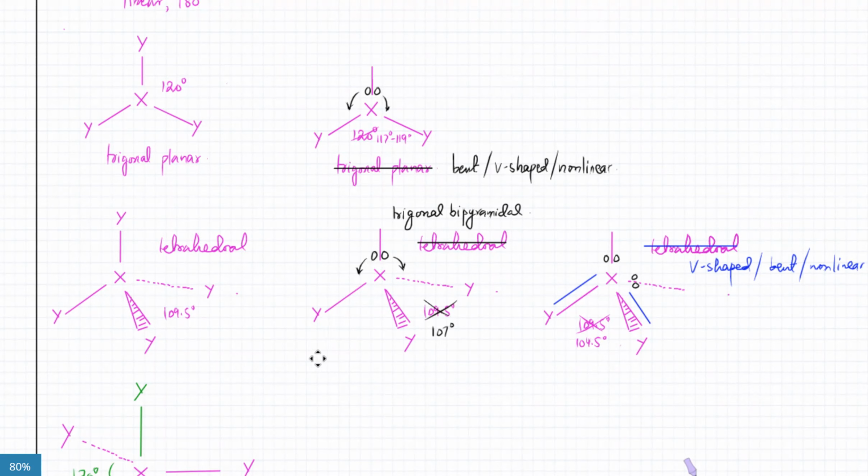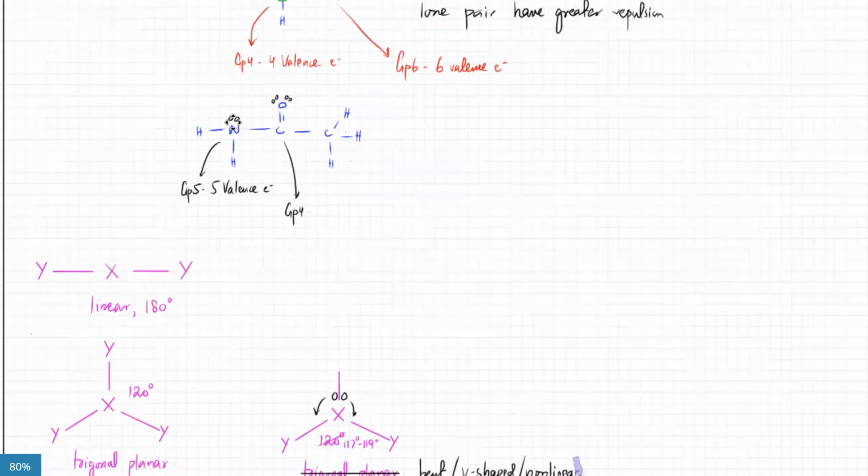But would the trigonal planar one have 2 lone pairs because of nitrogen and oxygen? Which one? You see on this, the O has 2 lone pairs and the N has a lone pair. So would the trigonal planar one have 2 lone pairs?